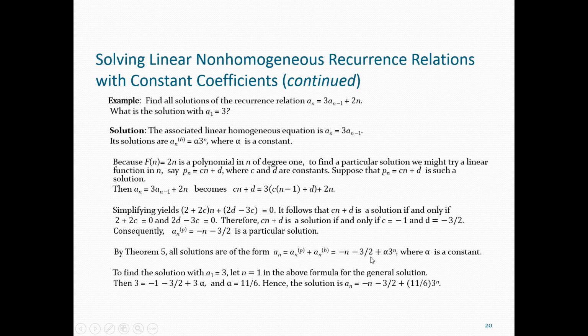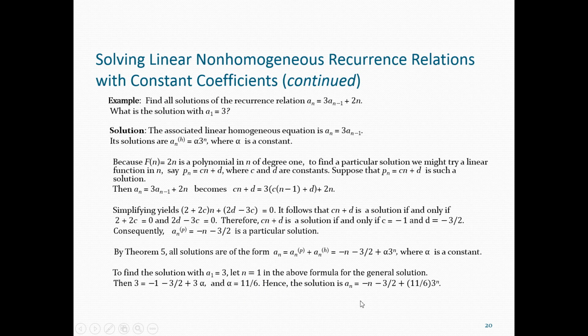So minus n minus 3 by 2 plus alpha 3^n, where alpha is a constant, and this constant can be determined by this initial condition. Okay, so a1 is equal to 3 gives us 3 is equal to minus 1 minus 3 by 2 plus 3 alpha. So this gives us the value of alpha, which is equal to 11 by 6.